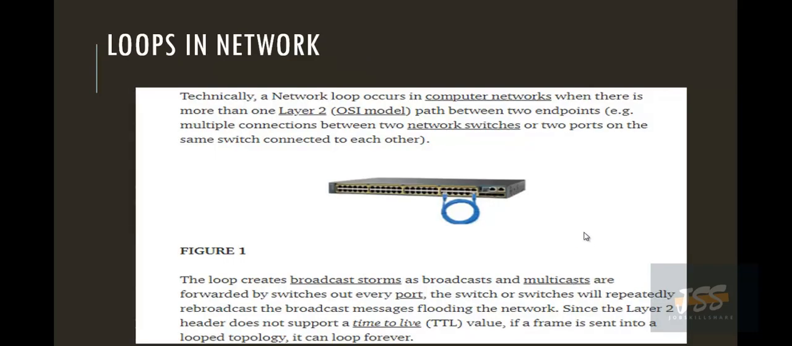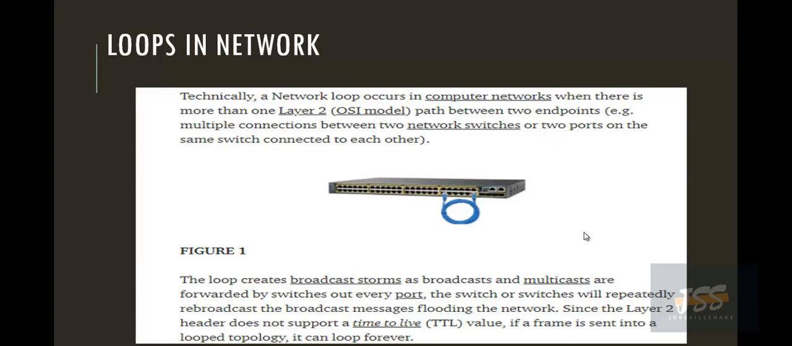So today we are discussing loops in the network. Technically, a network loop occurs in a computer network when there is more than one layer 2 path between multiple connections. So multiple connections between two network switches, or two ports on the same switch connected to one another. This is the scenario where looping can occur, when you have more than one path between the two network switches or two ports on the same switch connected to one another.